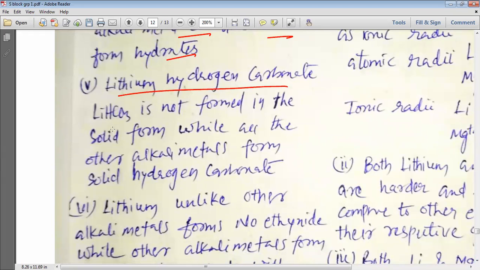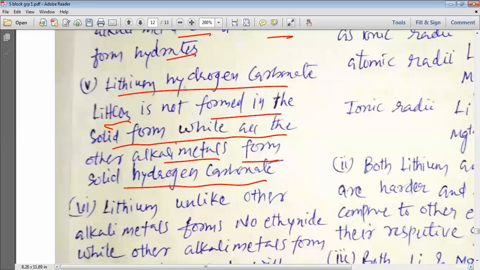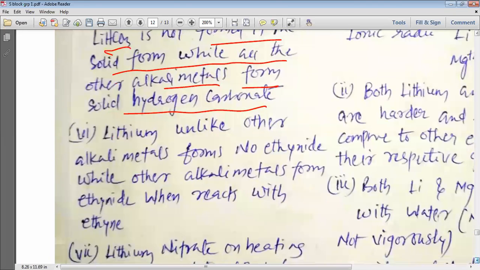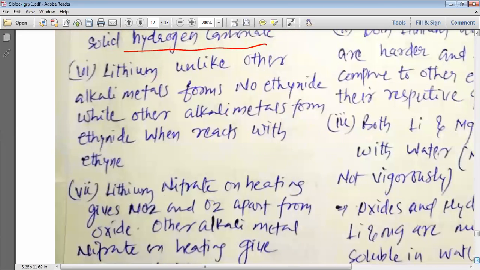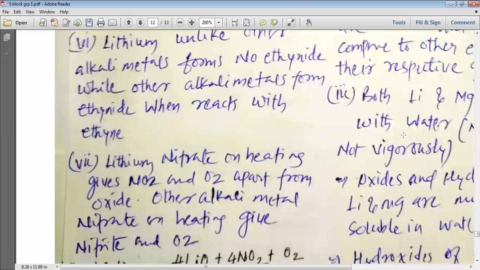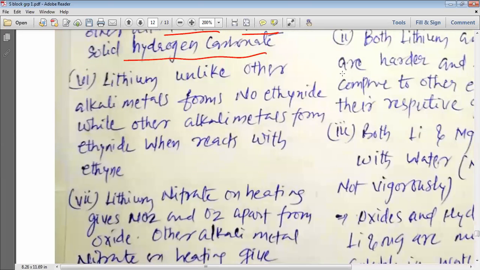Lithium hydrogen carbonate, LiHCO3, is not formed in the solid form, while all the other alkali metals form solid hydrogen carbonates. Please remember that lithium hydrogen carbonate is not stable and cannot be found in the solid state. But we know that sodium hydrogen carbonate and all the other elements of group 1 can form solid hydrogen carbonates very easily, and they are stable, even thermally stable, and are found in the solid state.